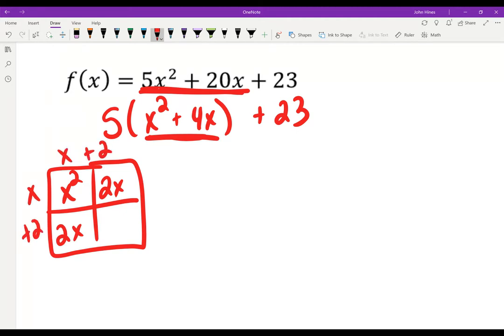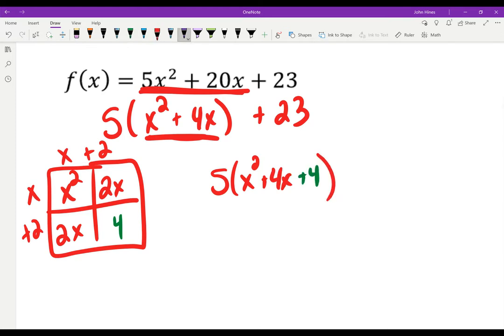I love completing the square. I hope you do too. 2 times 2, the magic number here is 4. So I want to stick into that set of parentheses there a 4, because 2 times 2 is 4.